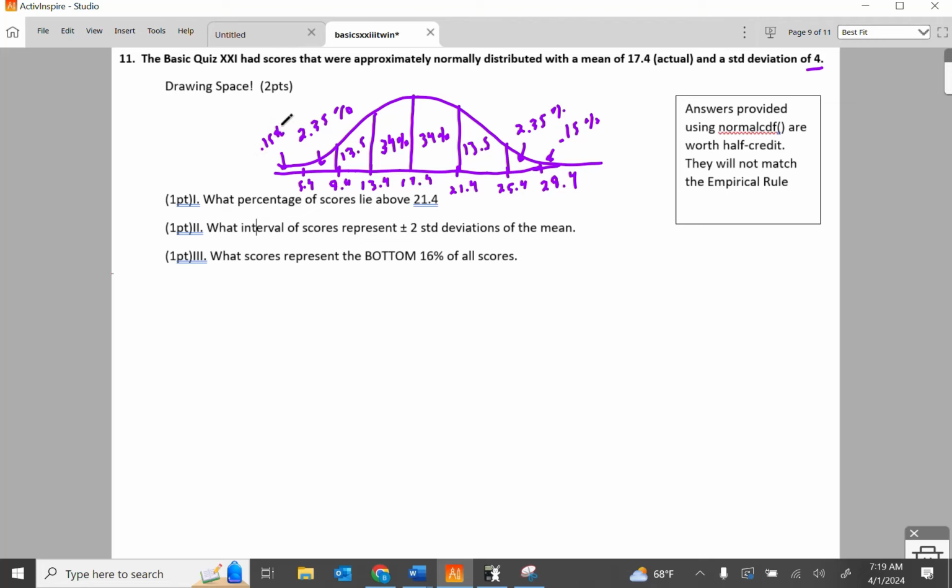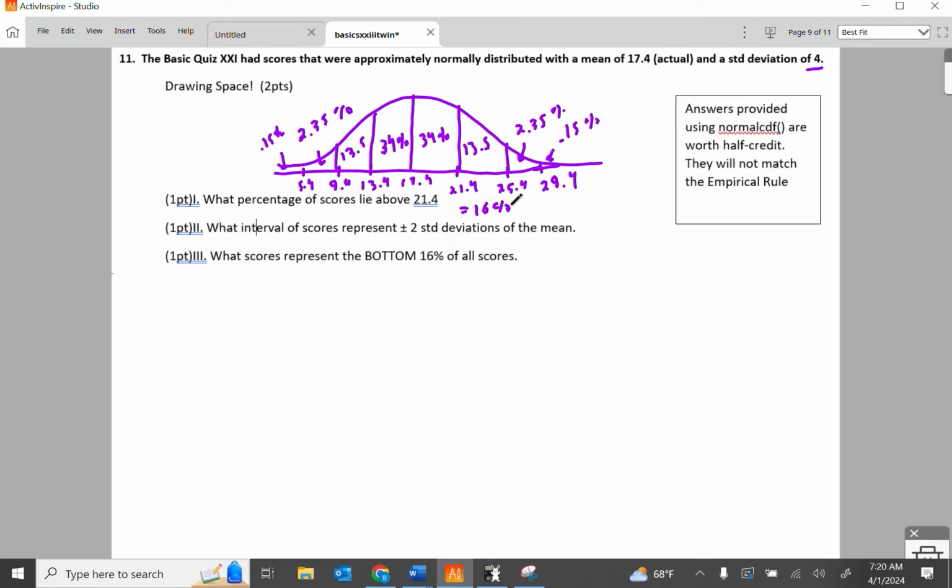Alright, what percentage of scores lie above 21.4? That's going to be the 13.5, the 2.35, and the 0.15. That's going to be 16%. A very common number when you're working with the empirical curve.